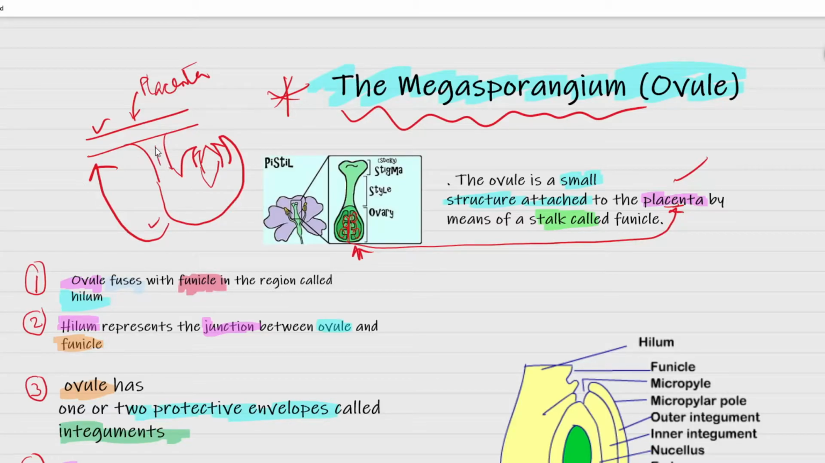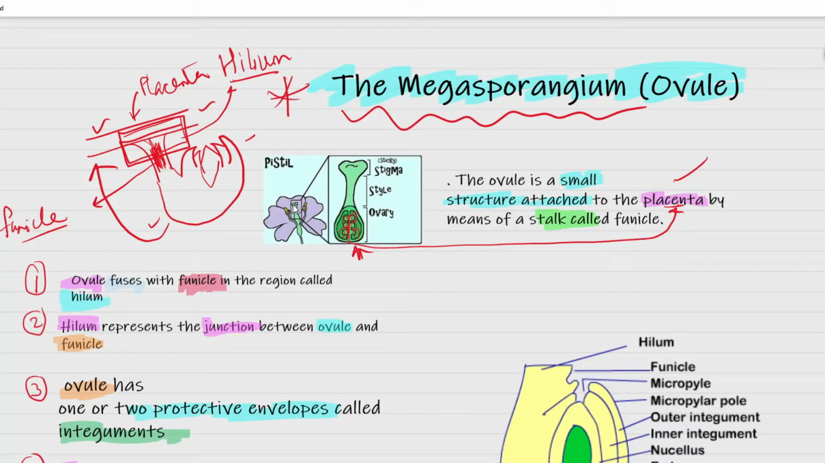This stalk of the ovule, which helps to attach the ovule to the placenta, is called the funicle. The stalk which helps to attach the ovule to the placenta is called the funicle. And this region of attachment, where the attachment takes place, this region of the ovule we call the hilum. I hope you have understood the difference between hilum and funicle.